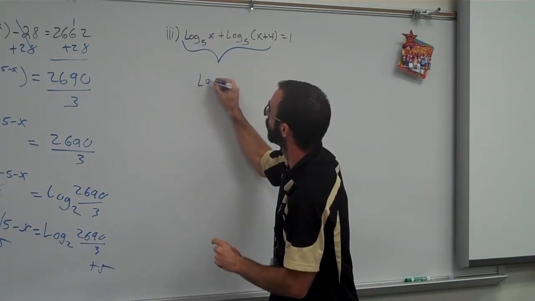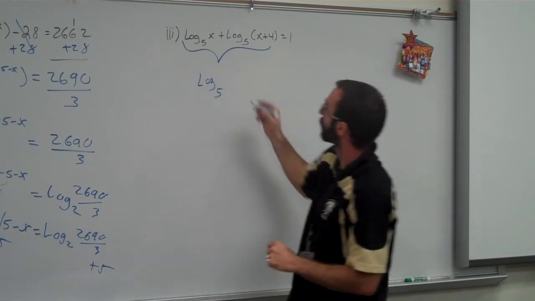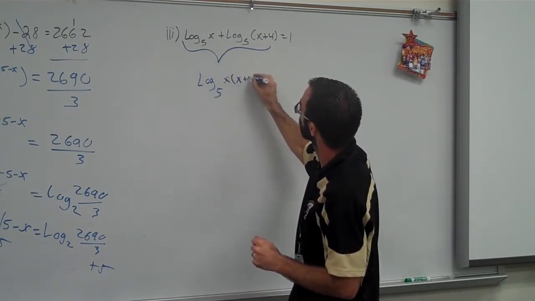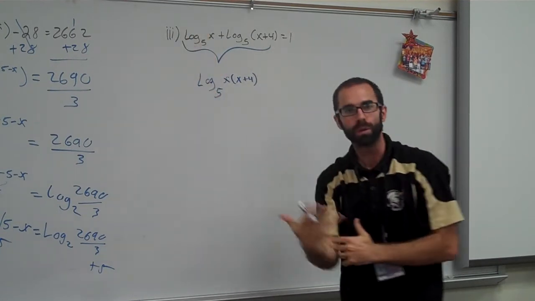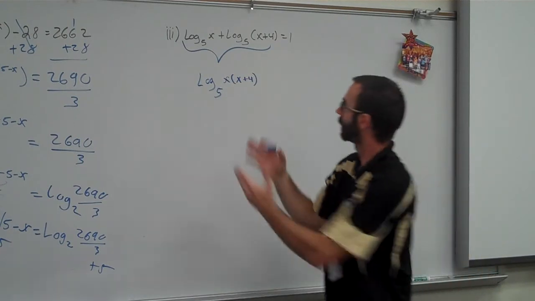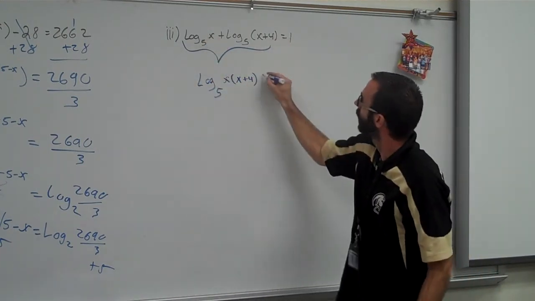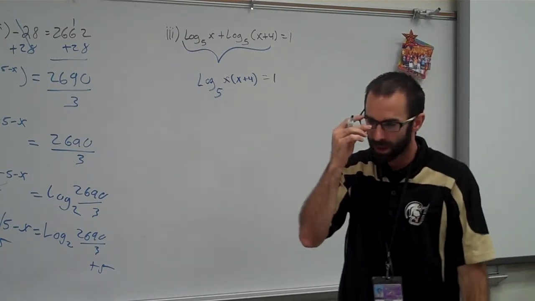I can say that's the same thing as log base 5 as a product, right? That's why it's called the product property, as a product of x times x plus 4. So this whole thing all became this due to the product property. Because if you take this and expand it, you would get back that there. Equals 1. So that was the first part of this, to use the product property.